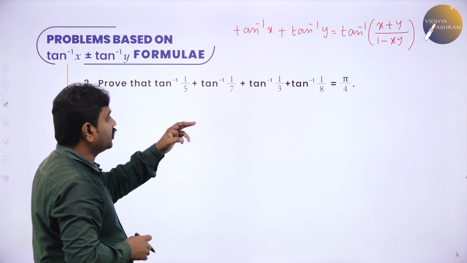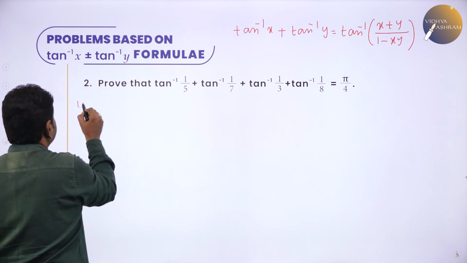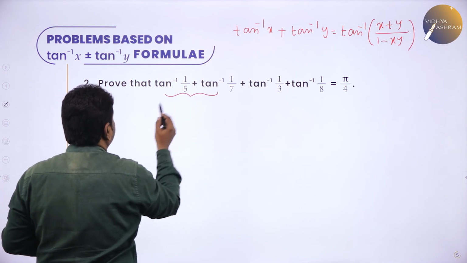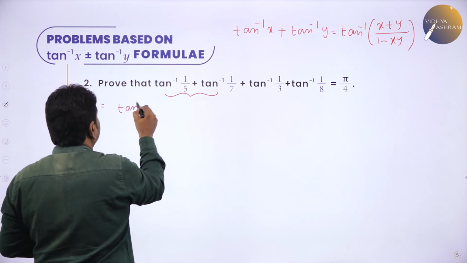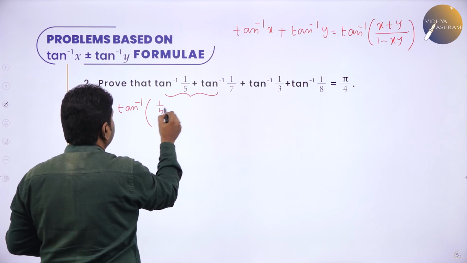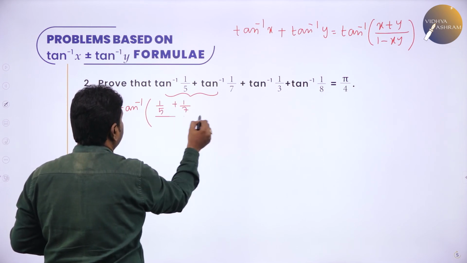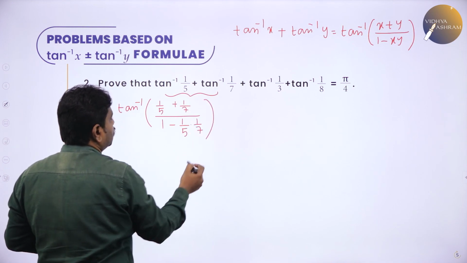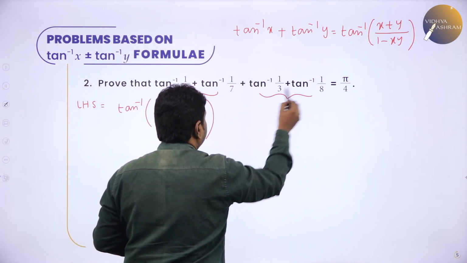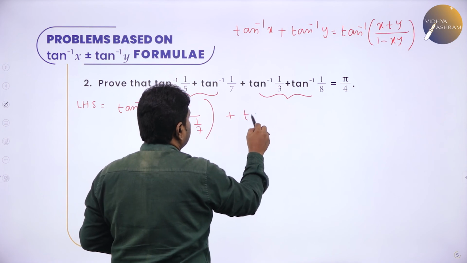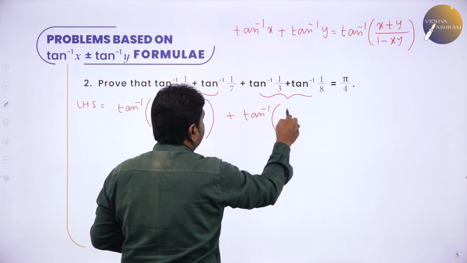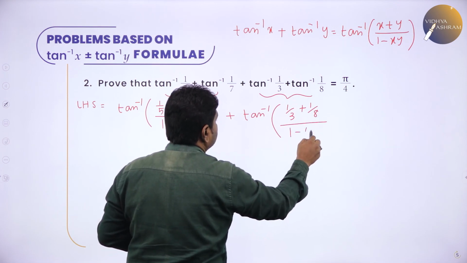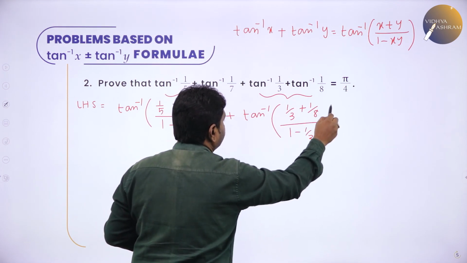I will group 2 terms, I will simplify. Take LHS. So I will use tan inverse x plus tan inverse y for the first 2. It will become tan inverse of 1 by 5 plus 1 by 7 divided by 1 minus 1 by 5 into 1 by 7. And again I will use it for these 2. In between I have plus sign. So it will become tan inverse of 1 by 3 plus 1 by 8 divided by 1 minus 1 by 3 into 1 by 8.